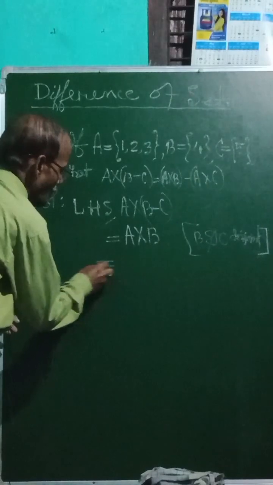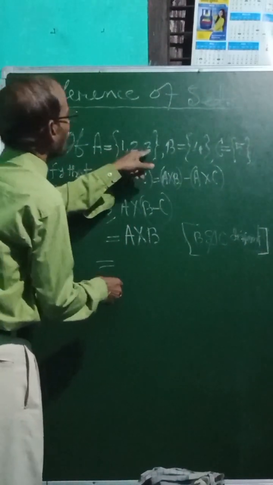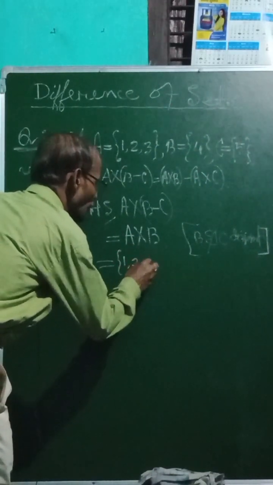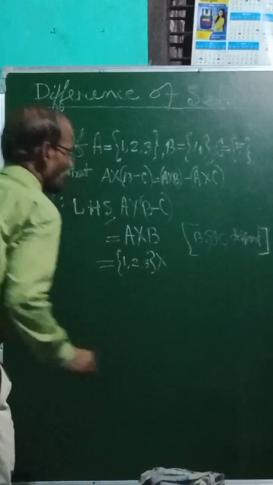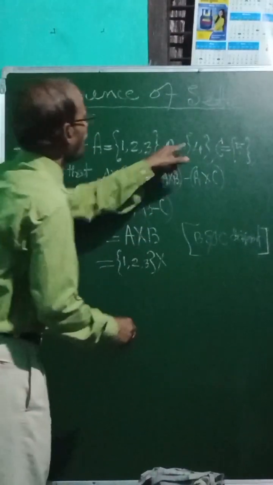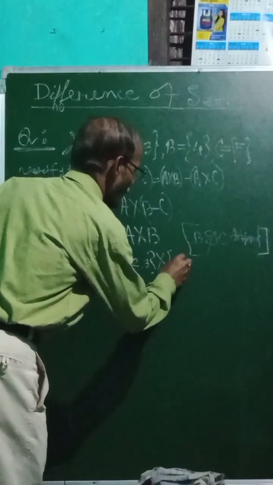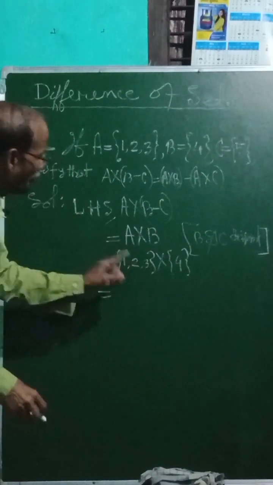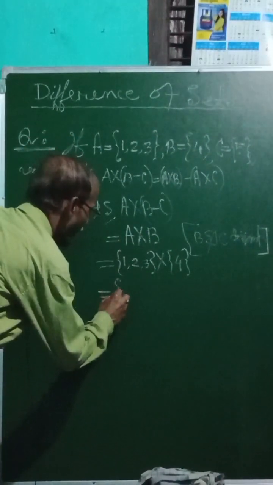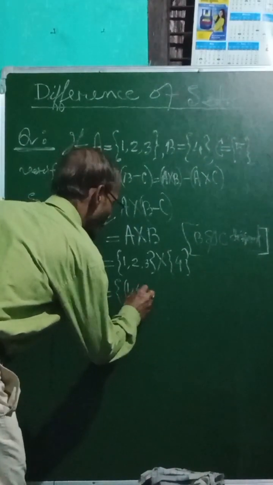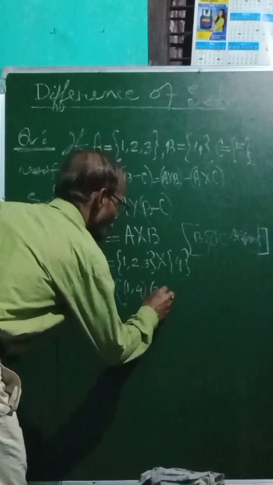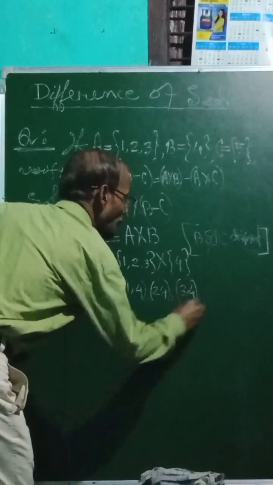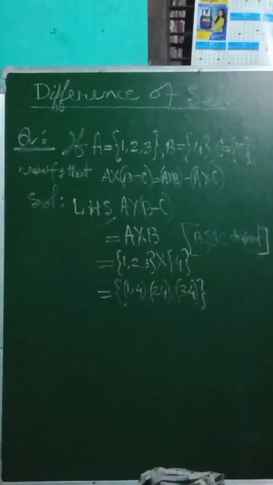So A is equal to {1, 2, 3} and B is equal to {4}, and A cross B is equal to {(1, 4), (2, 4), (3, 4)}. This is the set.